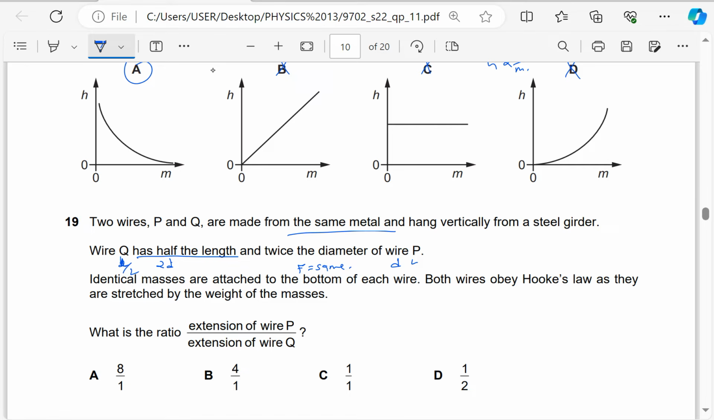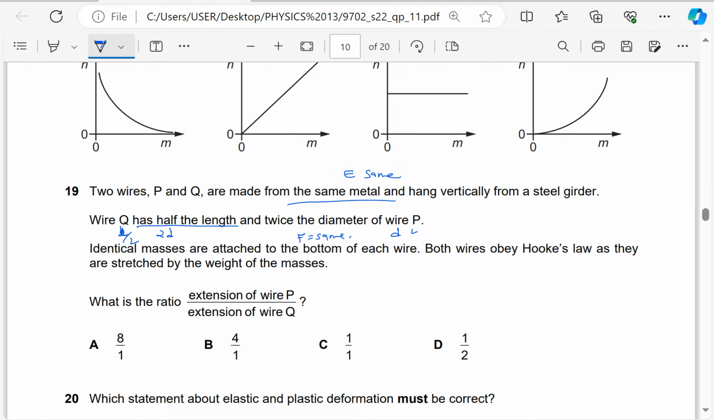Both wires obey Hooke's law as they are stretched by the weight of the masses. Remember, they are made from the same metal. That means the Young modulus is also the same. What is the ratio of the extension of wire P over the extension of wire Q? So we know that Young modulus is stress, which is force over area, divided by strain, which is extension over original length. And when we divide it, we get the reciprocal, so it is times original length over extension. Remember, the Young modulus is the same. So I'm going to just equate Young modulus for the first wire.